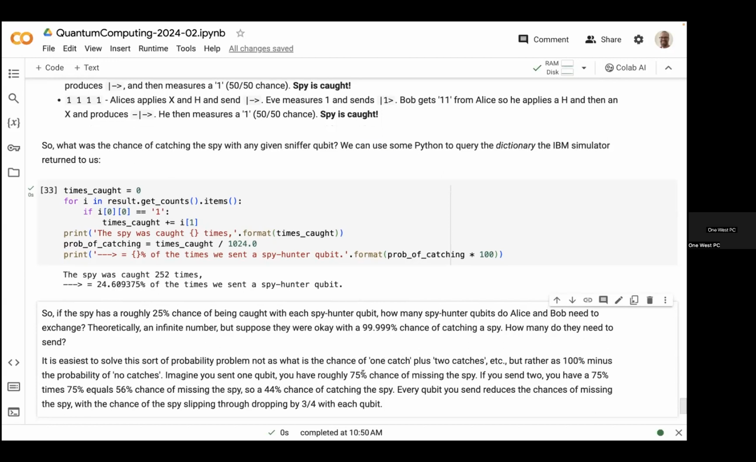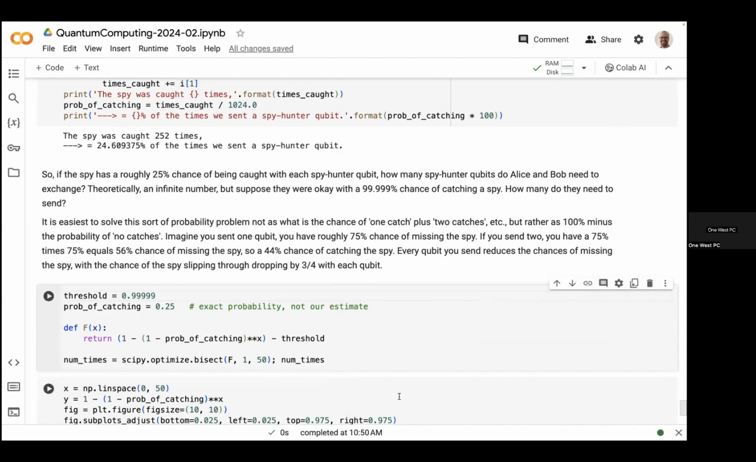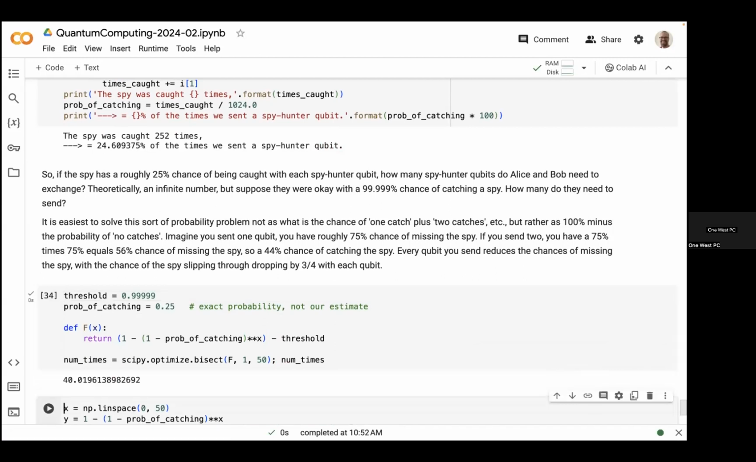So if you send 1 qubit, you have a 75% chance of missing the spy. If you send 2, you have 75% times 75%, which equals a 56% chance of missing the spy, 44% chance of catching, and so on. Every qubit you send reduces the chance of missing the spy, with the chance of the spy slipping through dropping by 3/4 for each qubit. So then we can ask Python to go find the inverse numerically, and it turns out to be about 40 qubits.